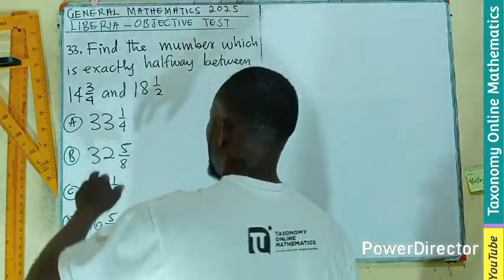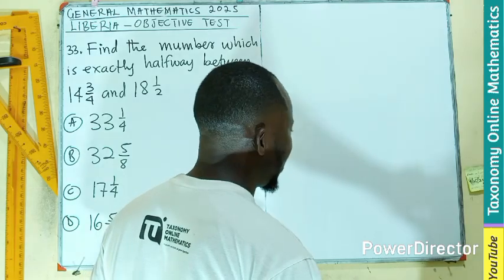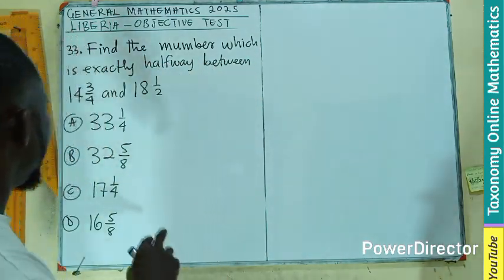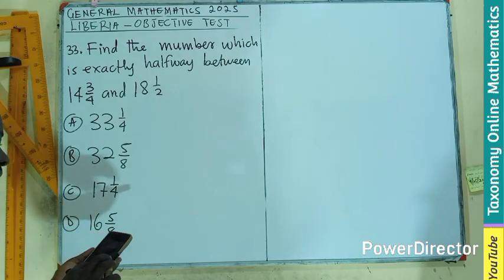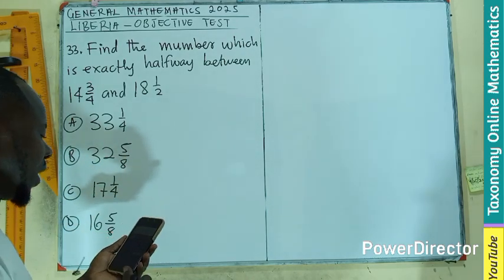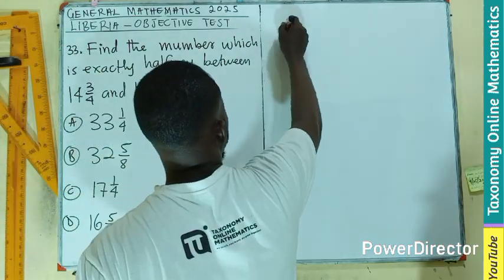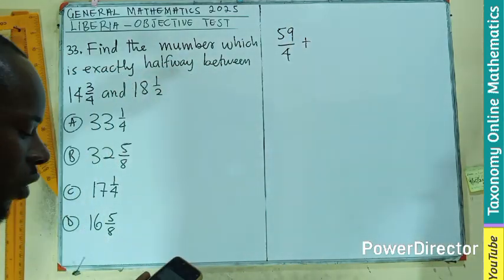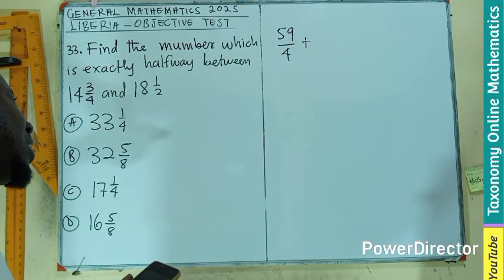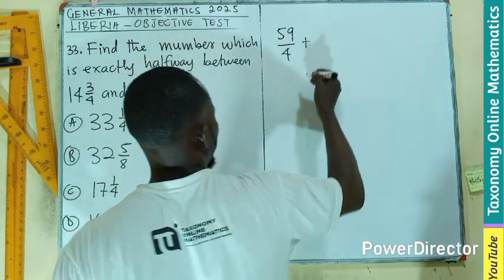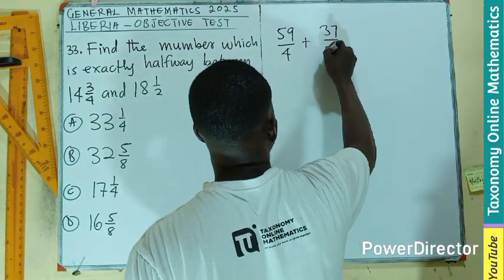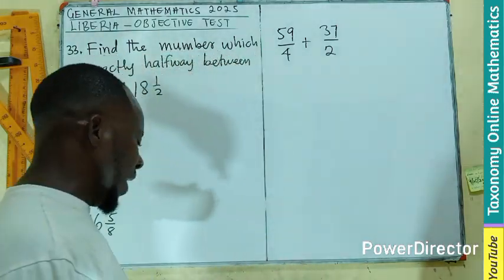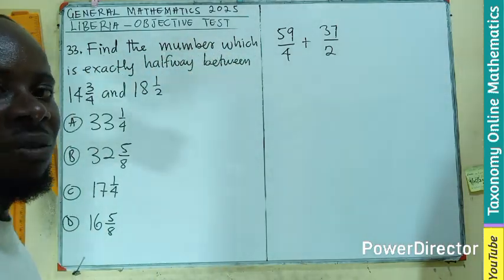So here I am going to convert the fractions into improper fractions, as in 14 times the 4. Then we add what? The numerator, which is what? 3. That gives you 59 divided by 4. We are adding that to 18 times 2, that will be 36 plus 1, 37 divided by 2.